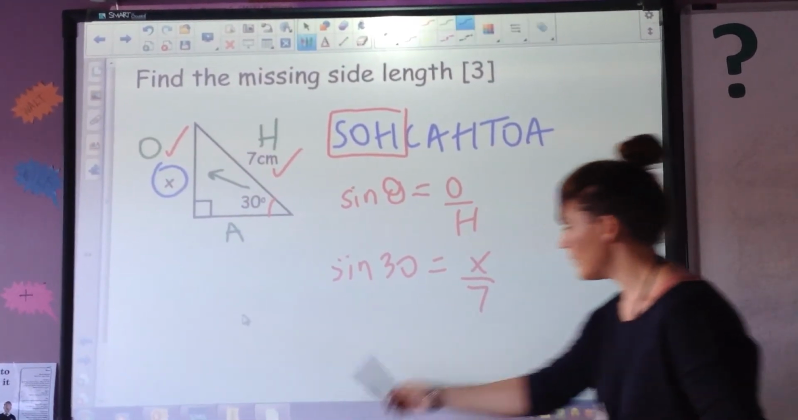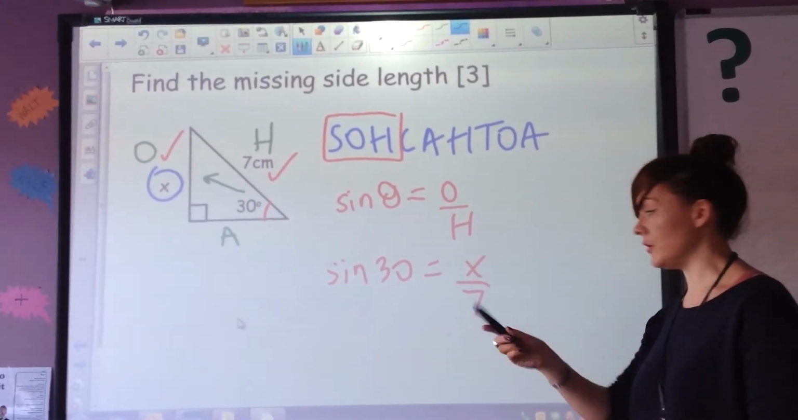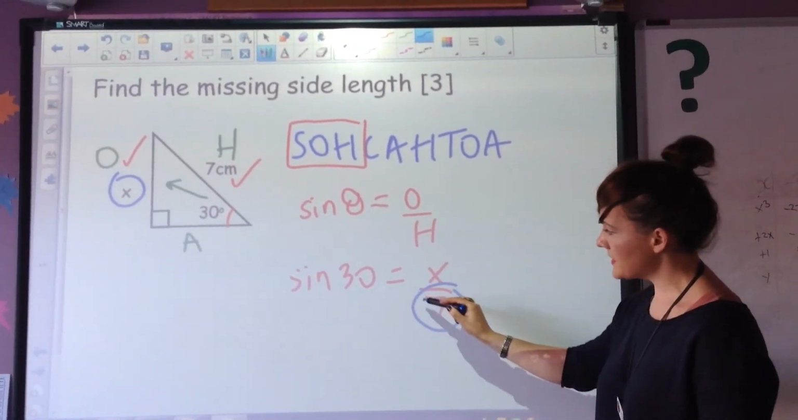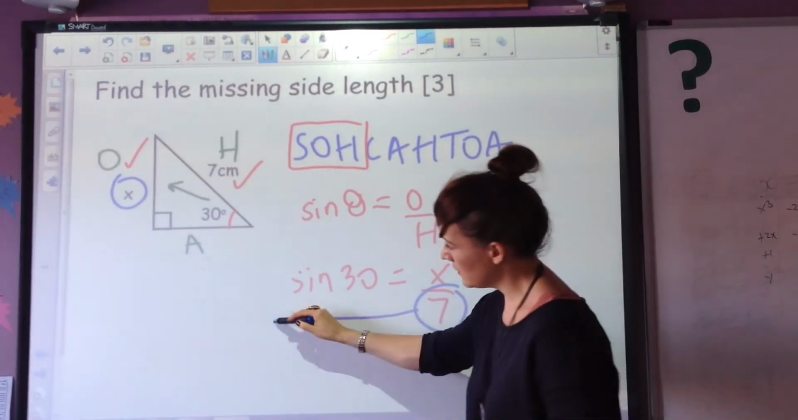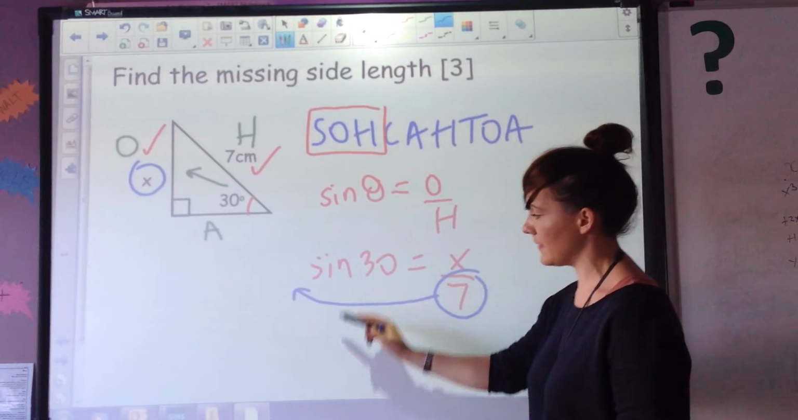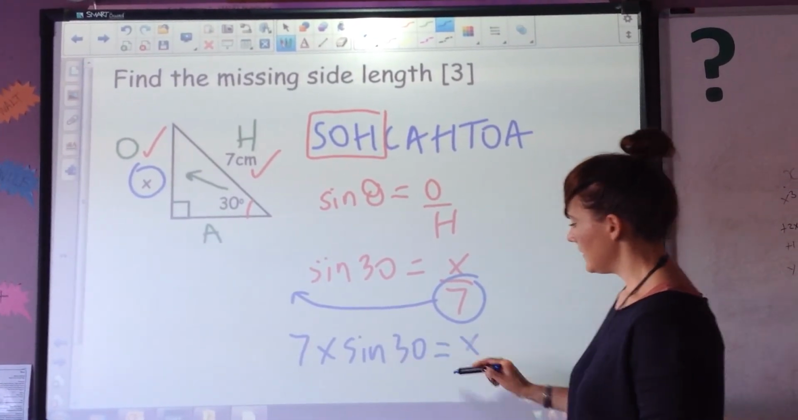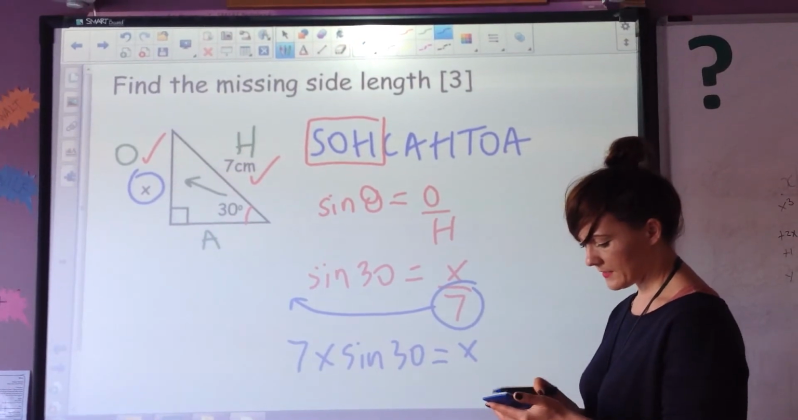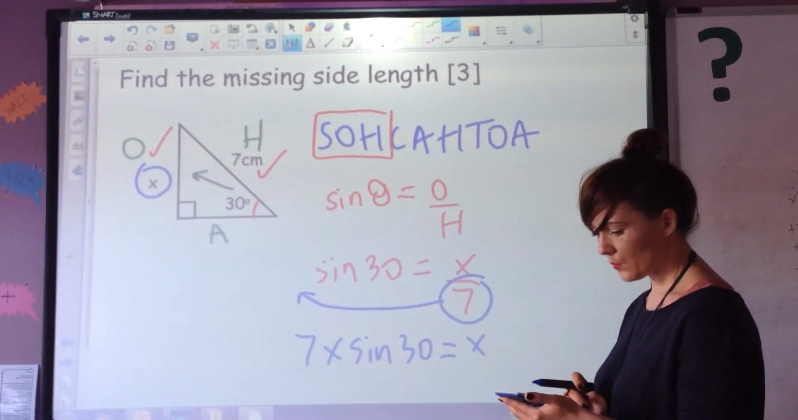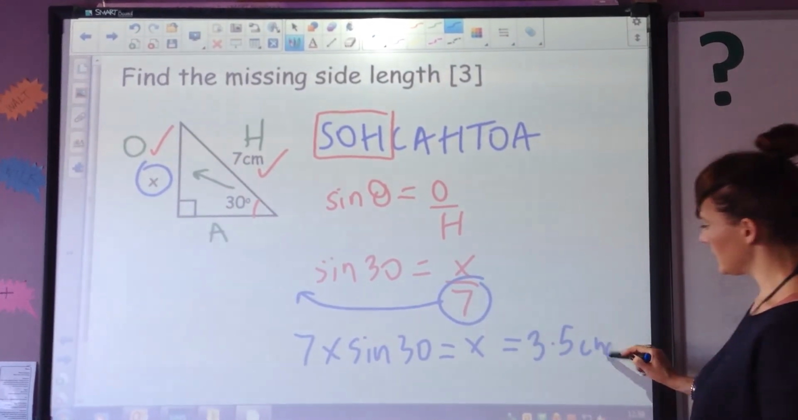Now we're trying to work out what x is. At the moment this says x divided by 7, so we need to move the 7 over, shift it over. So the opposite of dividing by 7 is timesing by 7. So we're going to times this part of the equation by 7. So 7 times sin 30 is going to give us x. And if we use our calculators and type that in, we get 3.5. So x is 3.5 centimetres.